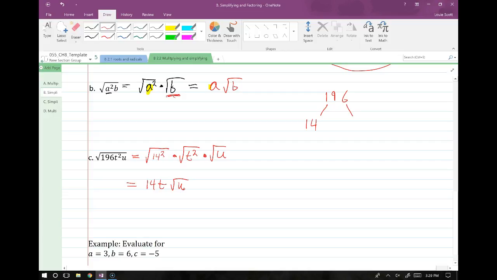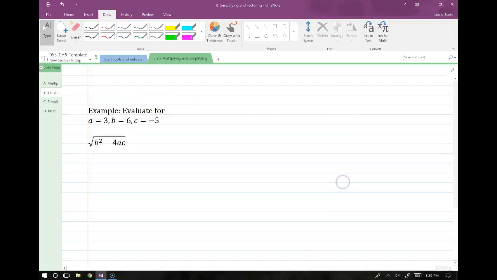Evaluation. Suppose they want you to evaluate this. This is actually a very common evaluation, and next year and the year after that, you will be doing this calculation probably 100 times. It's part of the quadratic equation, so this is something you'll be evaluating all the time.